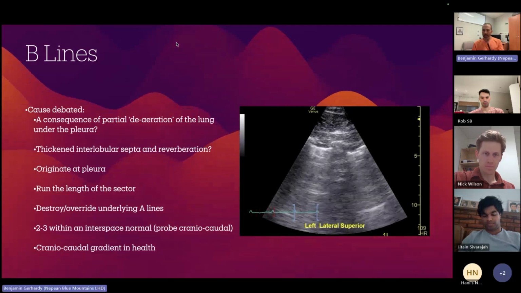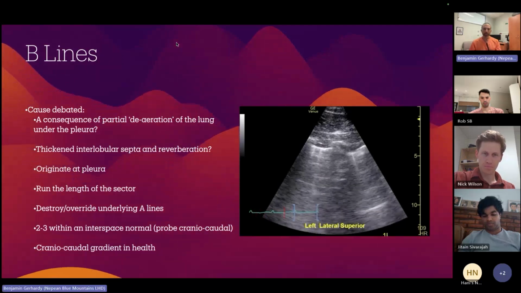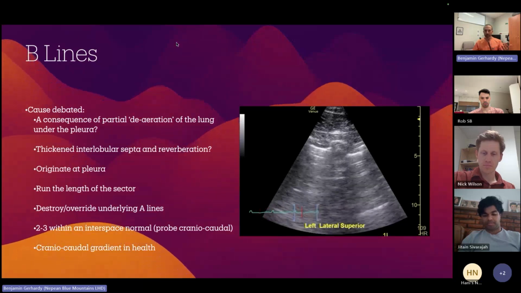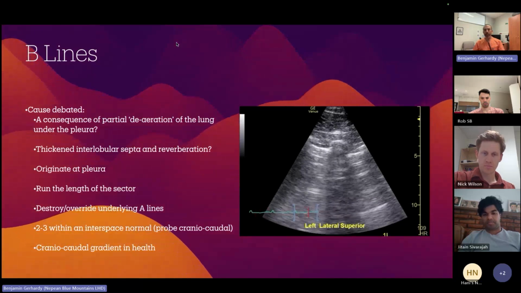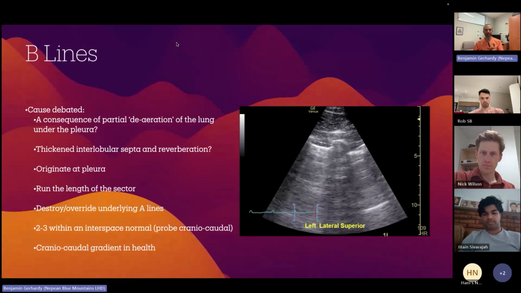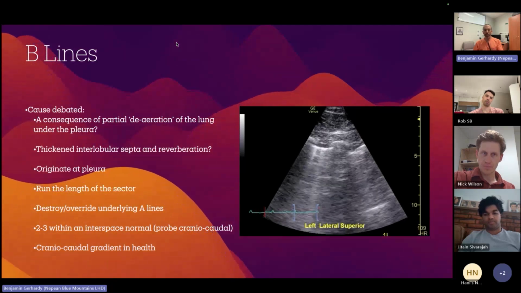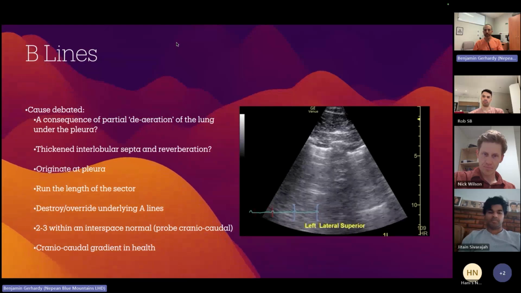We are allowed to have a couple of B lines. Every person's allowed to have a couple of them. At the apices of the lung, you might have one or two. At the base of the lung, you might have two or three. That's all considered normal. Some resources say three is normal. Some say three or more is abnormal. It just depends on where you read.